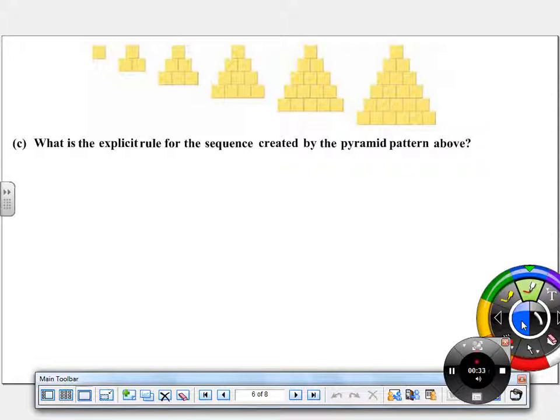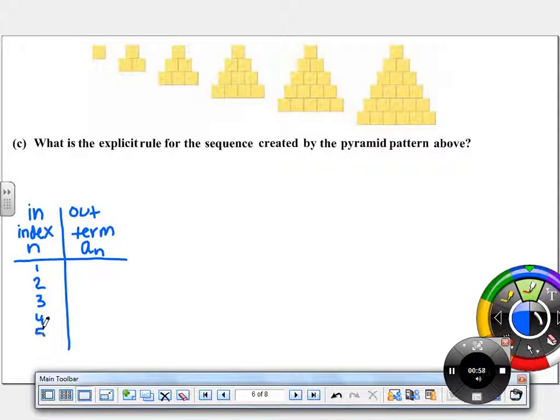One way you can do this is you can guess and check. You can look at the inputs versus the outputs, or in other words, the index or the term number, n, and the actual term, or the a sub n, like we were talking about in class. And if you look at this, you're given up here 6 different terms in the pattern. And you can see the amount of blocks used to build each of those. So the first one is 1, and then 3, then 6, 10, 15, 21, etc.